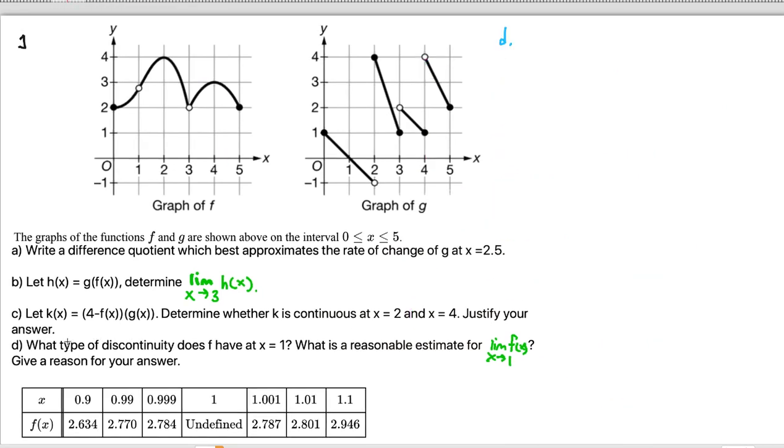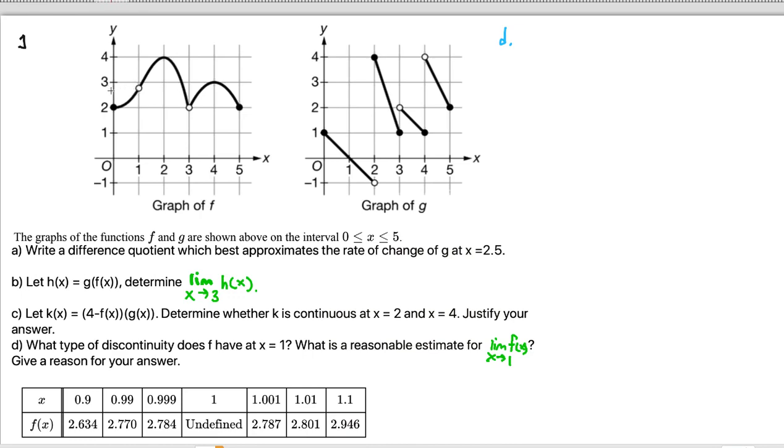Asking what type of discontinuity f has at x equals 1. There are 3 types of discontinuity. There's this type where it's just a hole. I would rather it be called a hole discontinuity, but basically the limit exists: the left-hand limit equals the right-hand limit. They're both tending towards the same value along y.